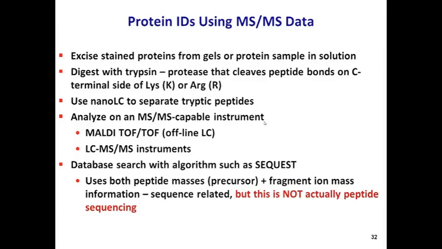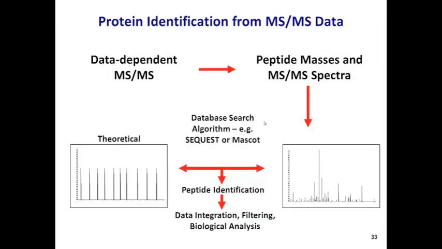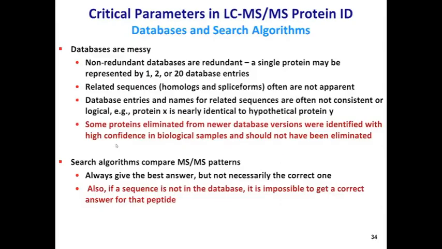These algorithms use both the peptide mass, the precursor mass, as well as the fragment ion mass, which is sequence related. This is not peptide sequencing per se. You're actually correlating sequence related information to sequences as illustrated on this slide. So we've acquired our peptide masses and MSMS spectra, and we do a correlation to theoretical MSMS spectra.